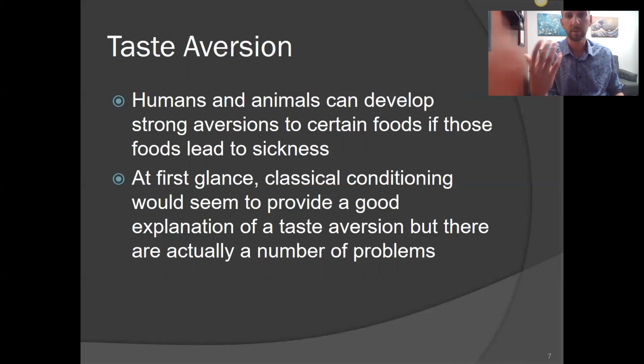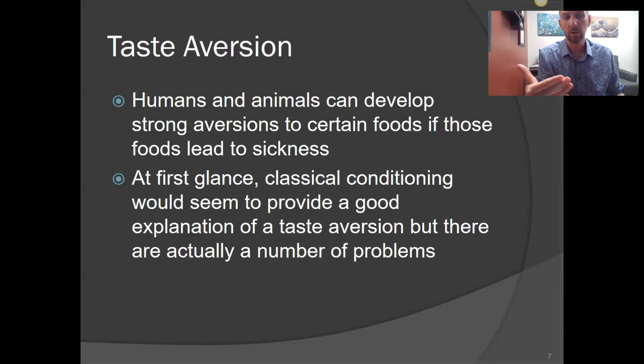Now, I imagine that some of you watching this have developed some sort of taste aversion. Sometimes people develop an aversion to oysters or sushi or things that they actually get food poisoning from, or something happens. And what can happen is humans and animals can develop strong aversions. They'll basically become nauseous even at the thought of eating something, because in the past that food led to sickness.